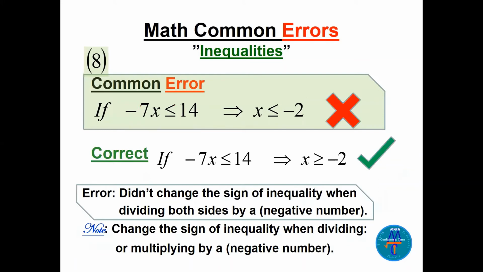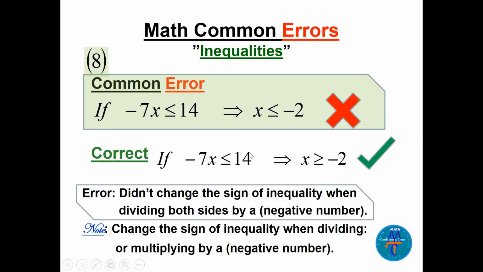Number 8, another simple error here, but you can see it many times. If we are solving inequalities, now we are solving minus 7x less than or equal to 14. I need x. So everyone knows that we have to divide by minus 7. So this becomes x less than minus 2. 14 over minus 7 is minus 2. That's wrong. What is the mistake here? Can you figure out the mistake? Also, many students do not feel that they made the mistake.